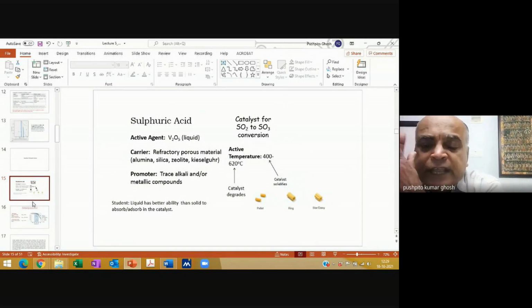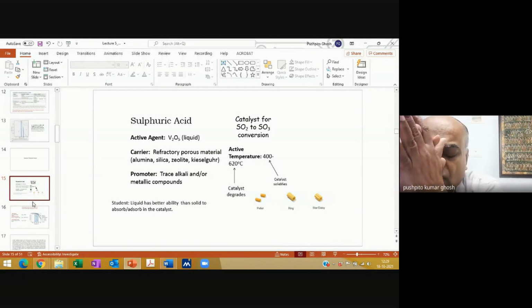Now, let me ask you. I know that if I do this reaction at 600 degrees centigrade, of course, I'll get a good reaction. But we have seen what is the problem with the conversion. Okay. So, what should we do? We can play in the temperature range of 400 to 600 degrees centigrade. We know that the reaction of SO2 to SO3 is exothermic.